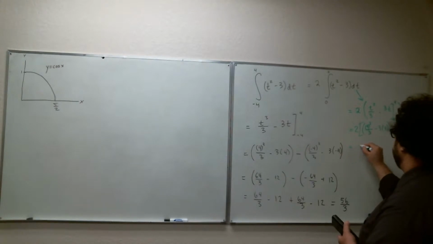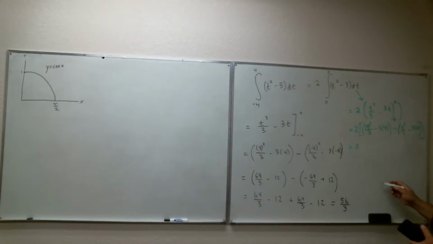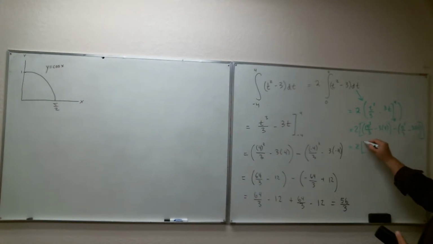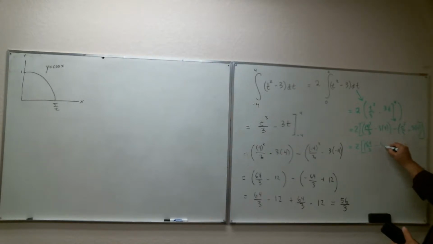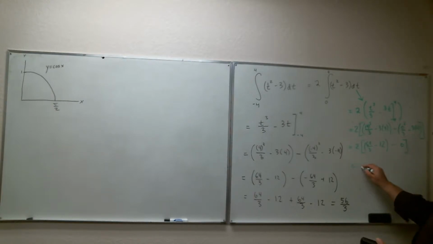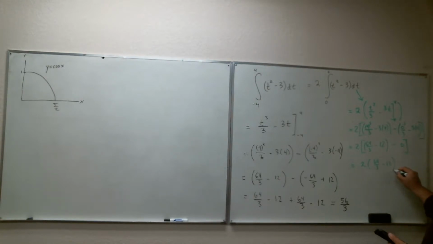So notice we have 2. If we simplify here, we get 64 over 3 minus 12 minus 0 divided by 3, or 0 cubed divided by 3 times 0, so that's just a big minus 0. And notice we have 2 times 64 over 3 minus 12.